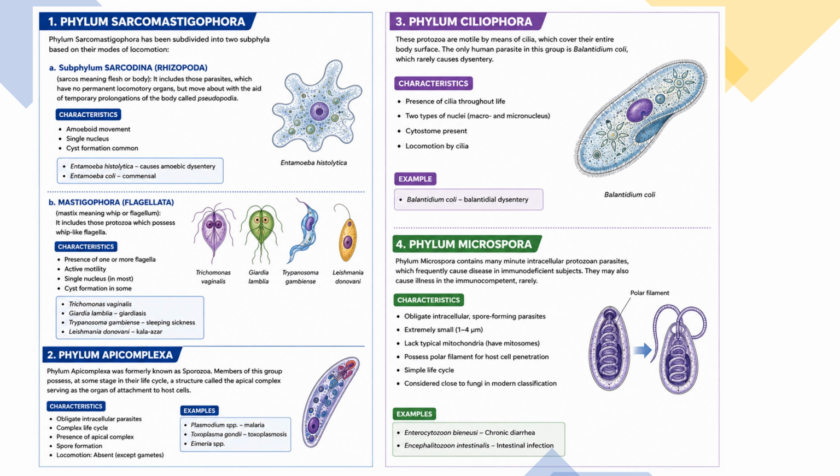They lack the typical mitochondria. Instead of typical mitochondria, they have mitosomes, and they possess polar filaments for host cell penetration, and have a simple life cycle. They can be considered close to the fungi in the modern classification. Examples include Enterocytozoon and Encephalitozoon.